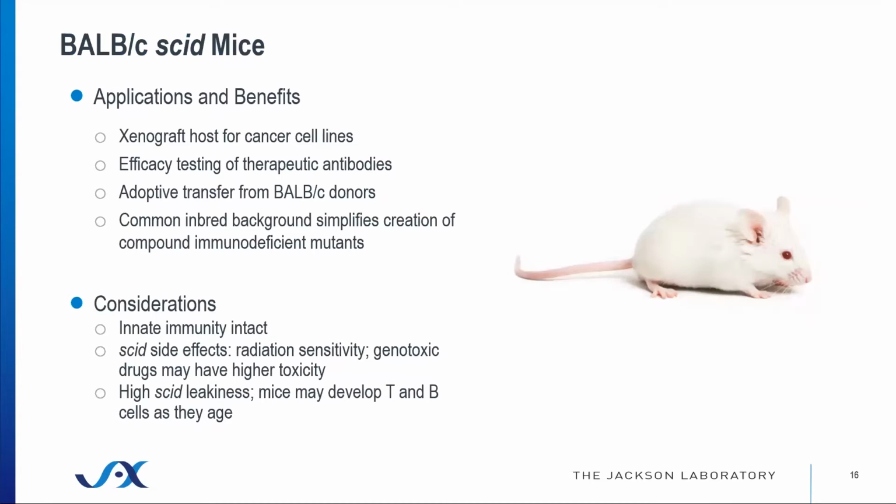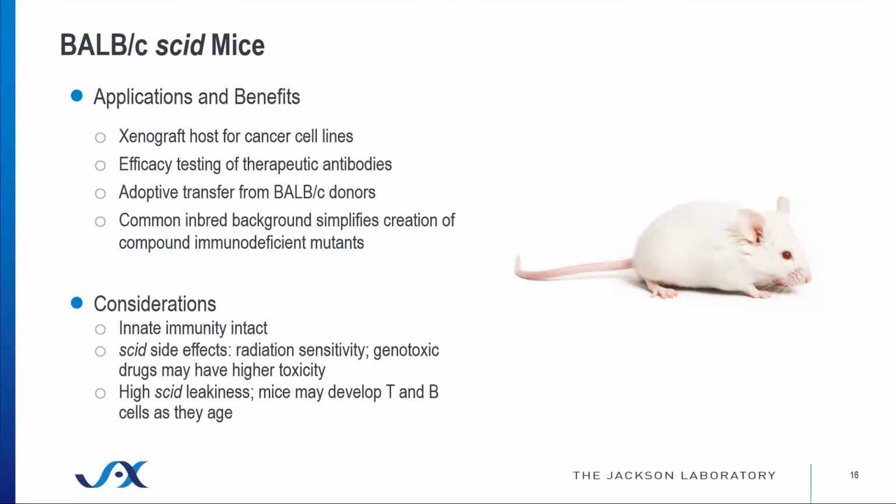BALB/c mice can be used as xenografts for some primary cells and tumors. BALB/c scid mice are frequently used for efficacy testing for therapeutic antibodies. While the presence of the innate immune system is required for testing therapeutic antibodies, the innate immune cells, especially the NK cells, can interfere with engraftment of some cells and tissues, such as immune cells or leukemias.